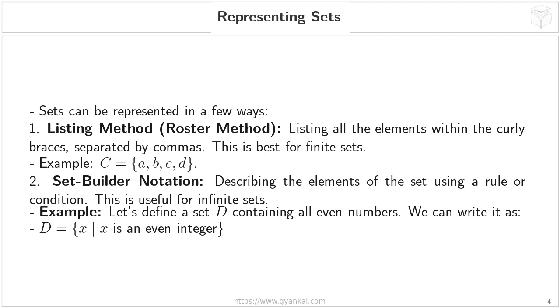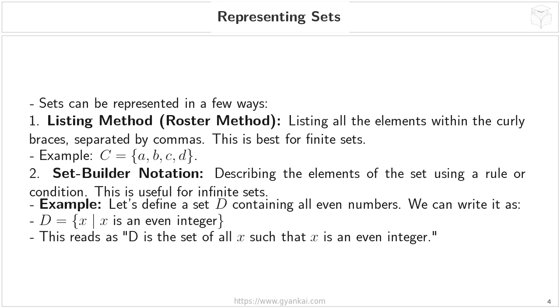Let me break that down. The x represents any element in the set. The vertical bar, we read that as such that, separates the element x from the condition it must satisfy. So, x such that x is an even integer means that any number x that is an even integer will be included in set D. This is a very powerful way to define sets, especially infinite ones, because it tells you how to create the elements of the set, rather than listing them all individually.